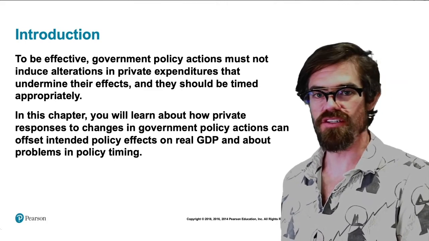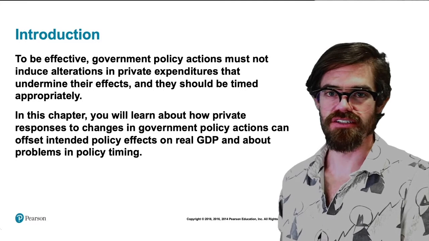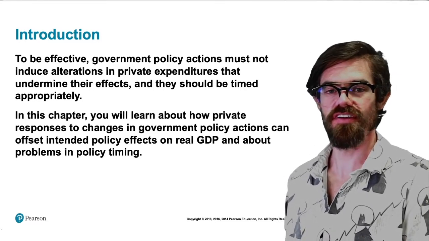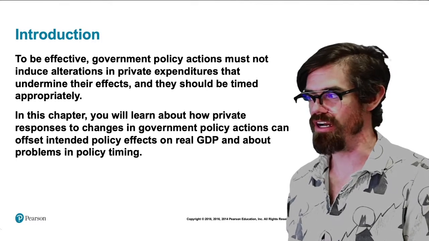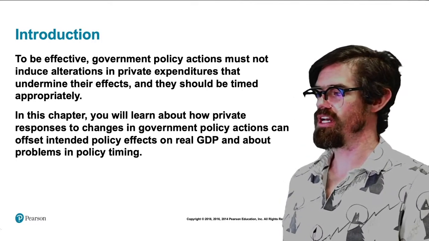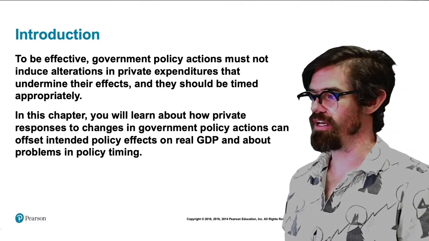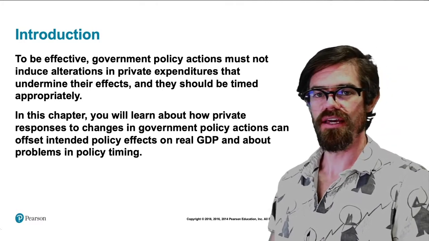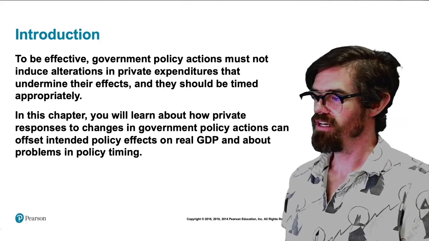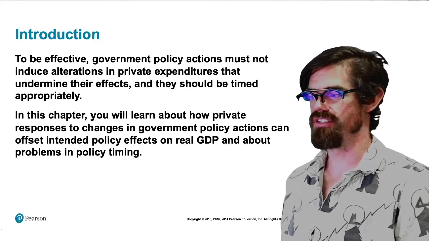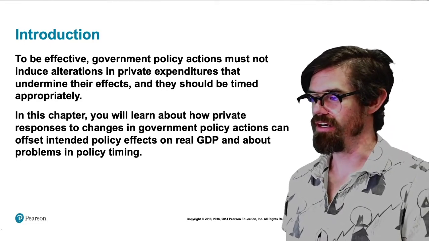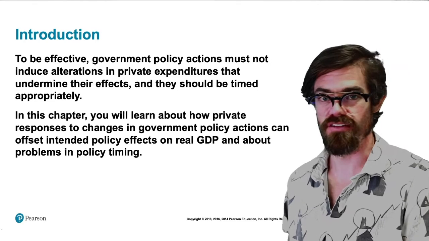The government spends money, it raises taxes, but the way that it does these things can have an effect on the macroeconomy, so it needs to be careful about how it should do these things and when it should do these things. So in this chapter, that's basically what we're going to look at. We're going to look at how private individuals respond to changes in government policy actions and how these responses can offset intended policy effects on real GDP and about problems in the timing of these policies.